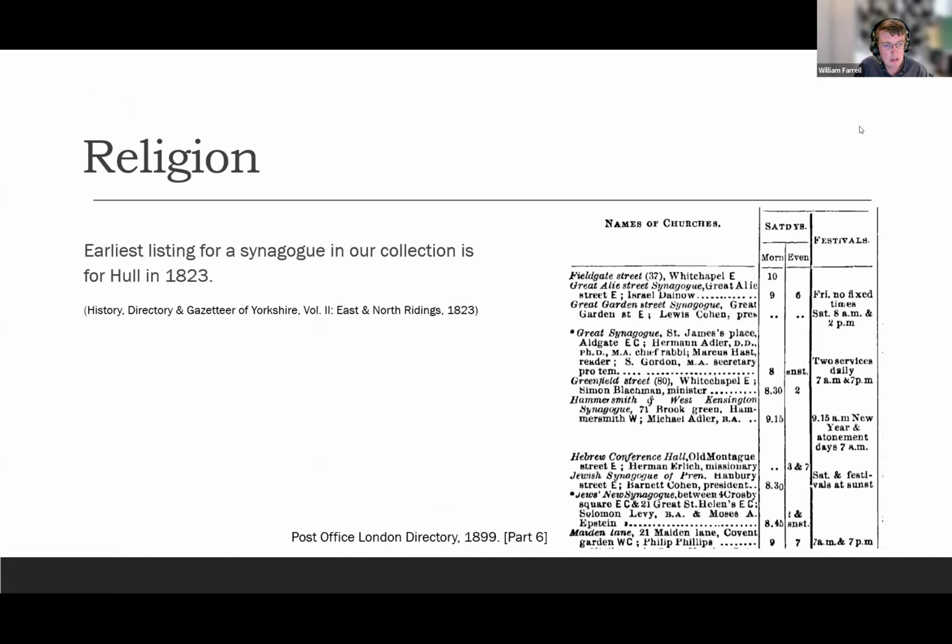I did a search earlier in the week for synagogues, and you get a lot of results back. The earliest one I could find in our collection was for Hull in 1823. But given the quirks of the searching, you might be able to find one that's listed earlier.